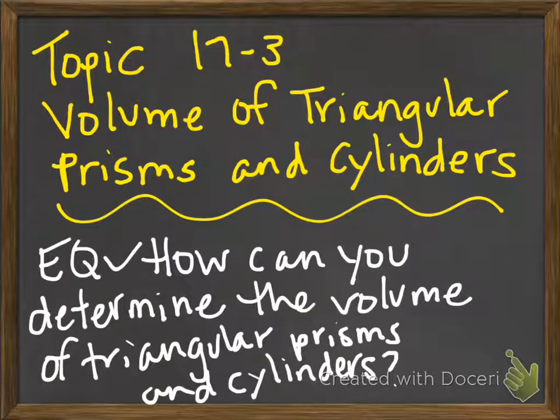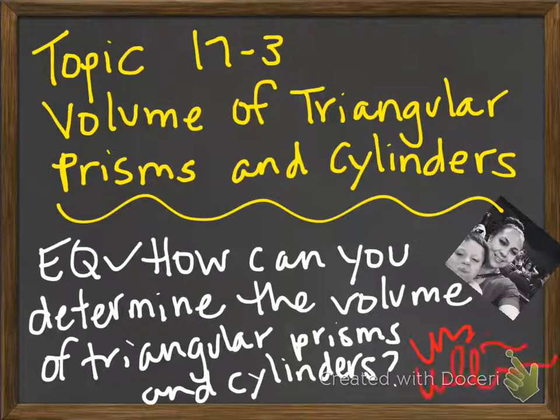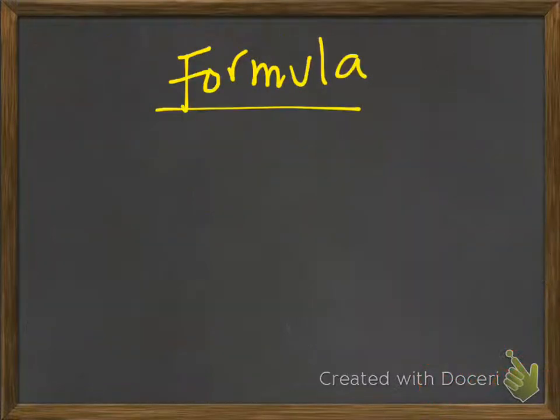Topic 17-3, volume of triangular prism and cylinders. Yes, your essential question is finding the volume. If you're able to find the volume for these two shapes, you got this. And this is presented by your lovely teacher, Ms. Villasenor. Yes, you guessed it. There's a formula on how to figure out the volume of a triangular prism and cylinder.